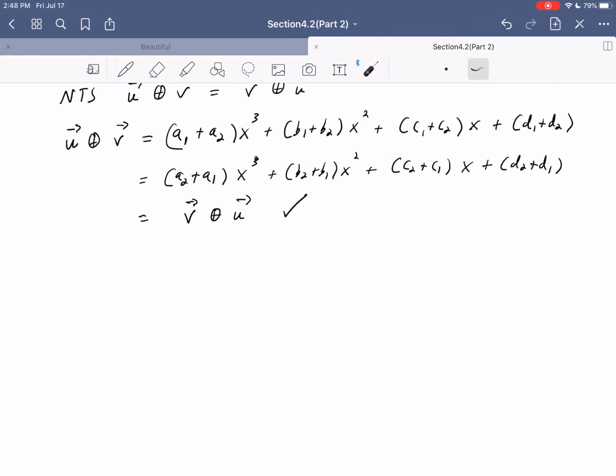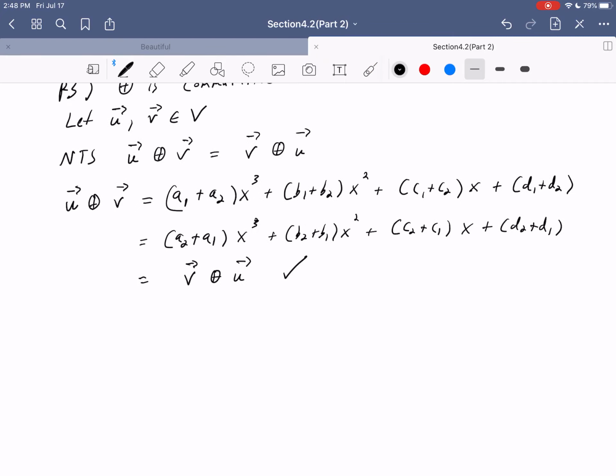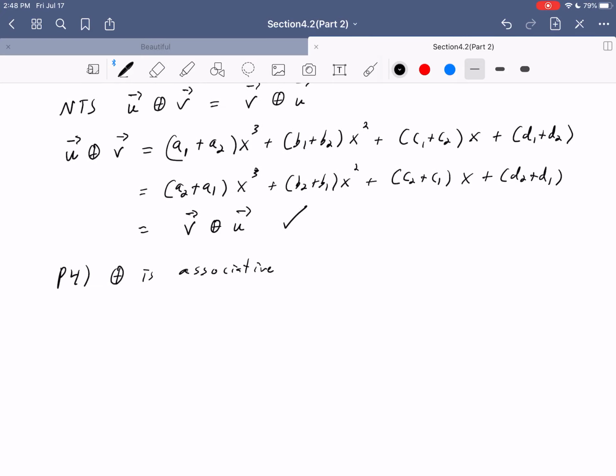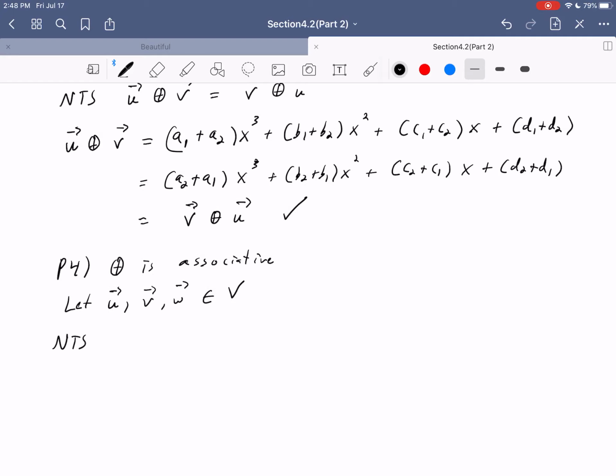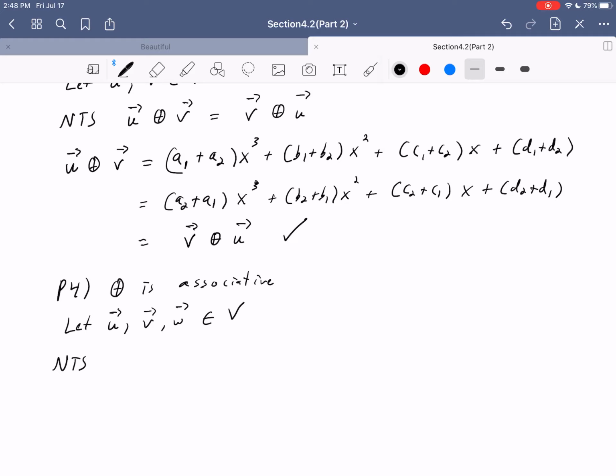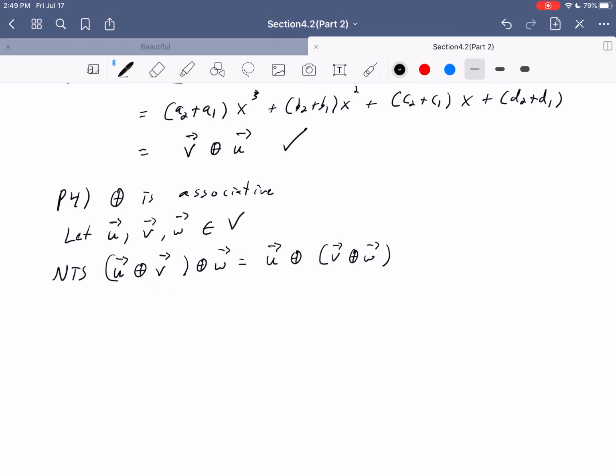All right. Now we need to go ahead and show that it is associative. So we need to do P4, which is that plus is associative. To be associative, we do need all three of our vectors, so 3 generic vectors. And what we need to show is that it does not matter how you choose to group your additions. So we need to show that U plus V and then plus W is the same as doing U plus and then V plus W. Okay, so that's what we need to show.